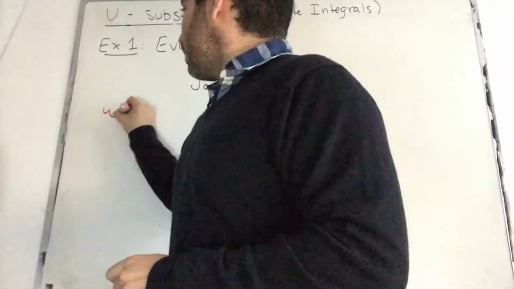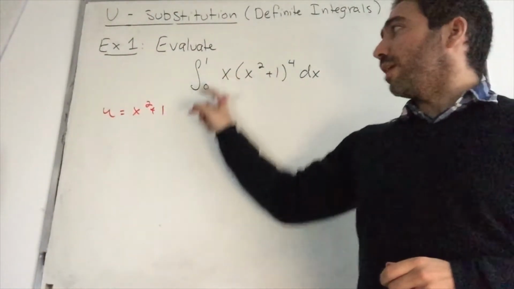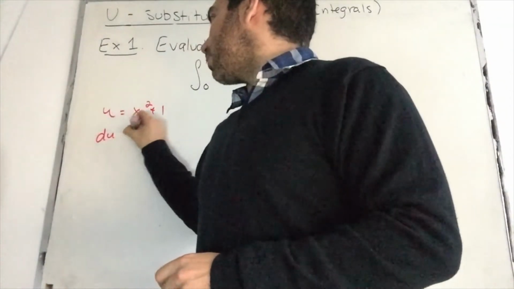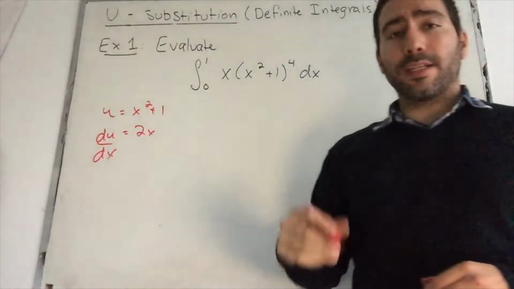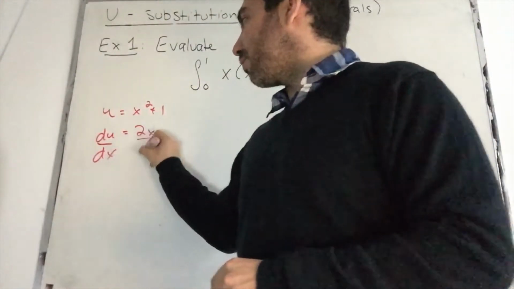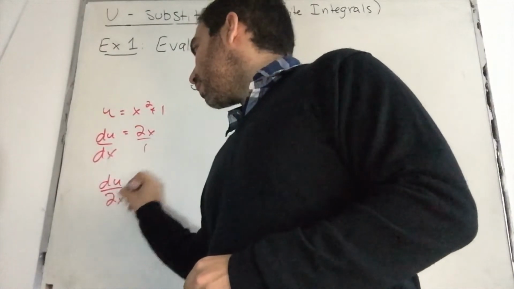If we let u equal x squared plus 1, its derivative is sitting on the outside, so du is equal to 2x, and we're deriving with respect to x. Isolating for dx by cross multiplying, we get du divided by 2x is equal to dx.